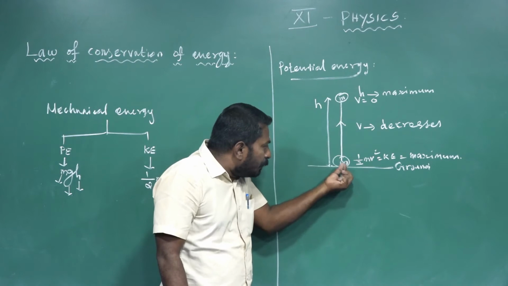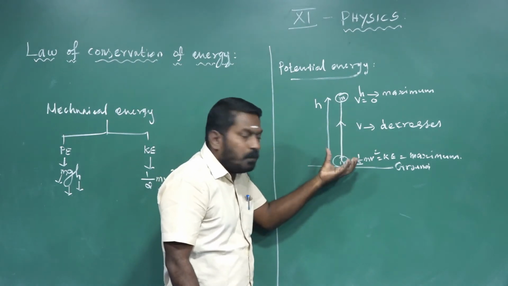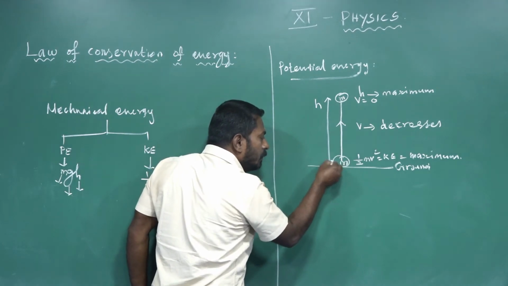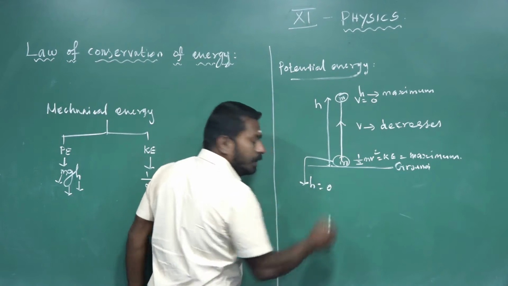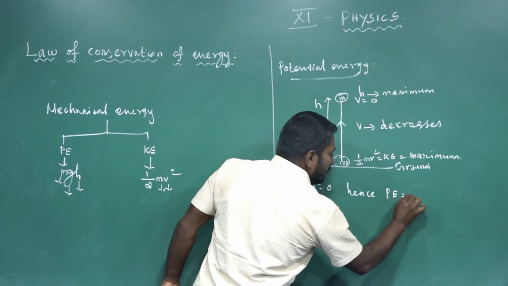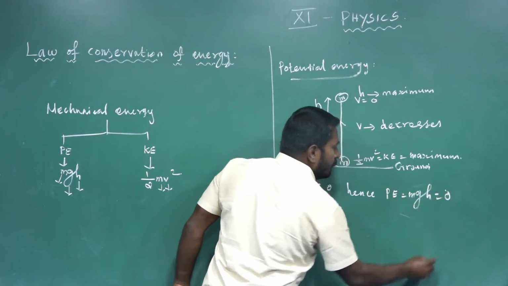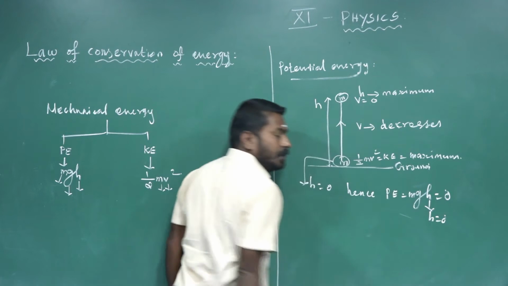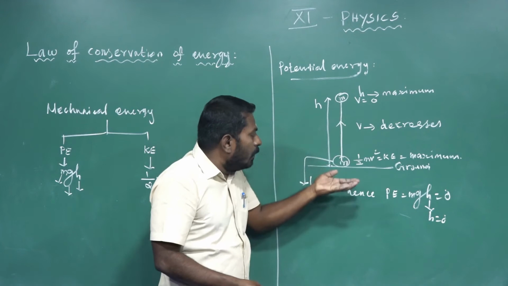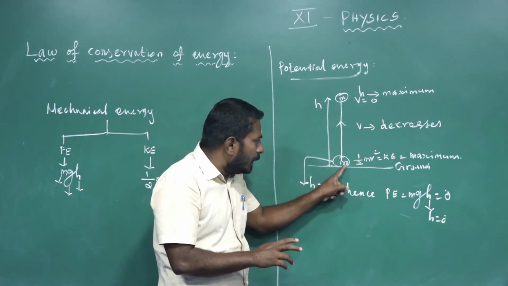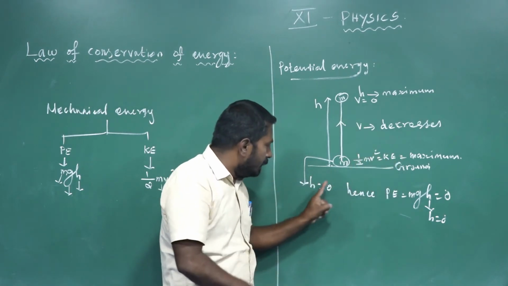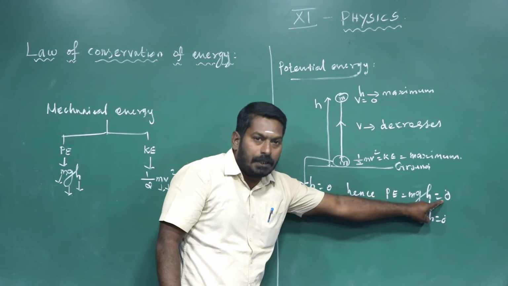At that instant, the height of the body from the ground h is equal to 0. Hence potential energy, mgh, is equal to 0 because height is 0. So at the time the body is thrown vertically upward, the kinetic energy of the body is maximum and simultaneously the potential energy of the body is 0.